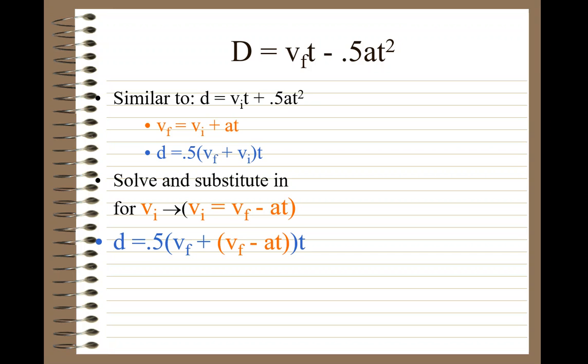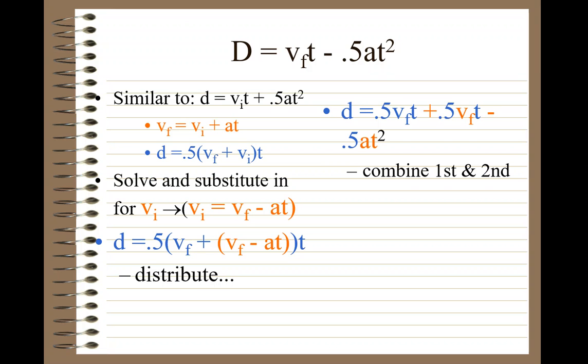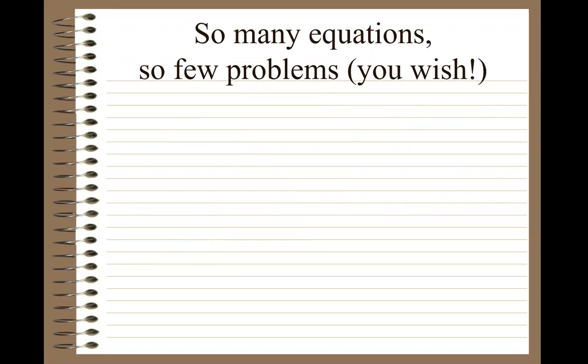Okay, so we are subbing into the blue equation for the VI. And distribute, rearrange, solve. This is very, very similar to how we got the positive 1/2 AT squared equation, and you get this guy here. Now, so many equations, so few problems, right? You wish. Oh, no, no, no, no, no. That's not how it works.